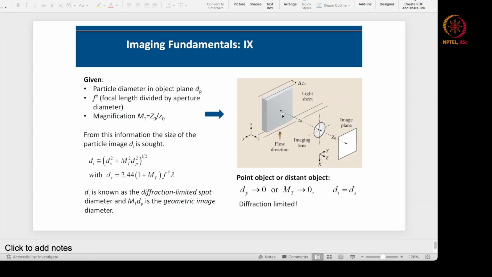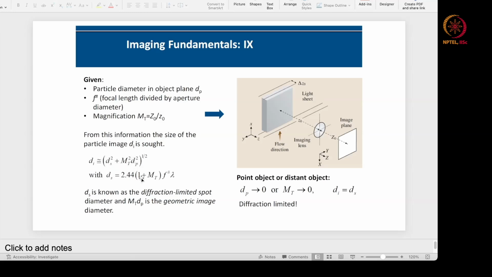The particle diameter in the object plane is dp, and the magnification is big Z naught divided by small z naught. From this information, the size of the particle image in the image plane is given by this expression. In this expression you see two interesting things. There is a term ds squared, and a term that includes the actual particle diameter squared multiplied by Mt squared, where Mt is the transverse magnification, which we already covered.